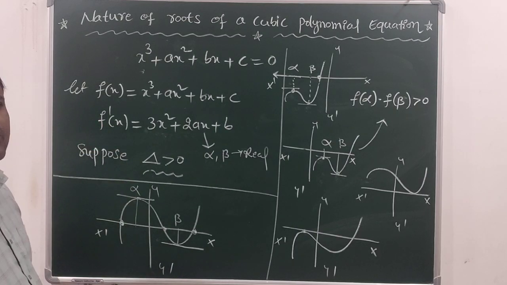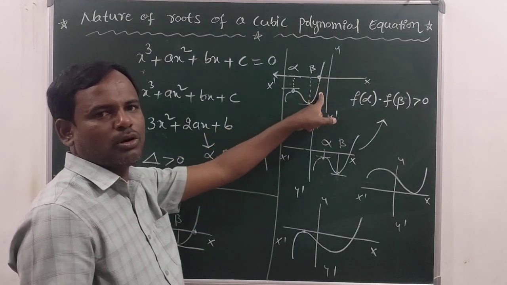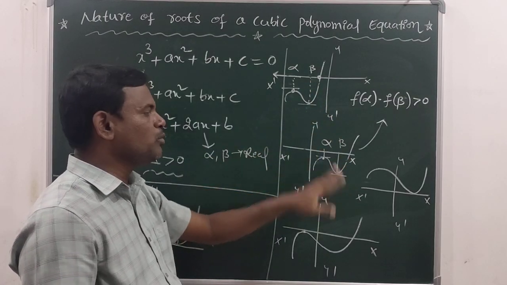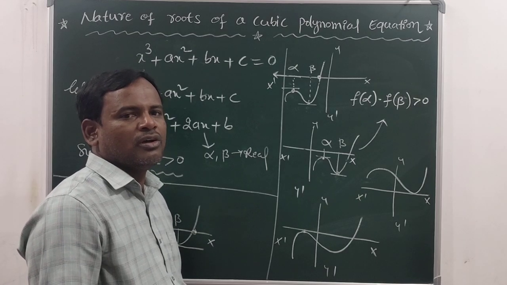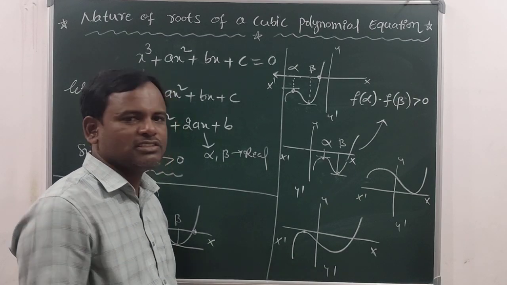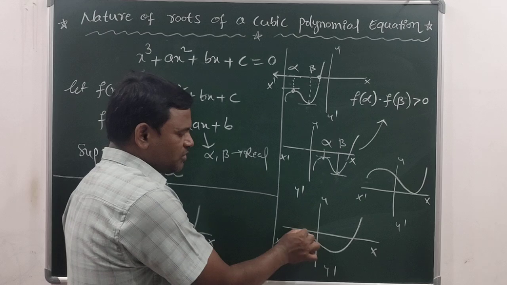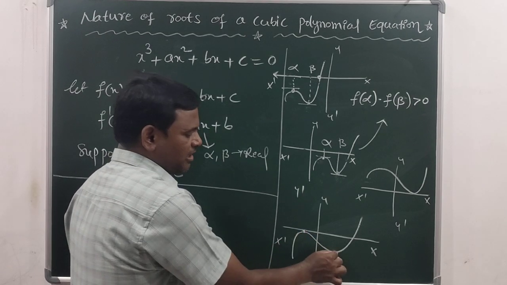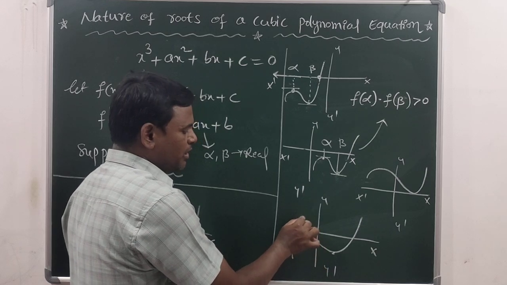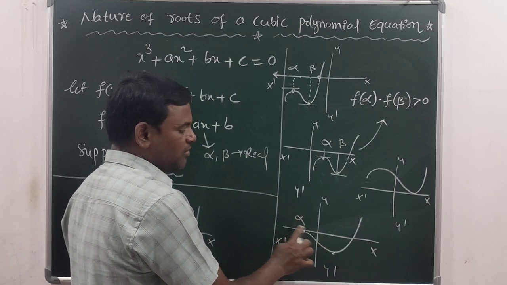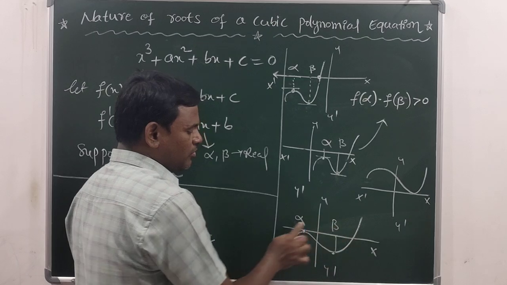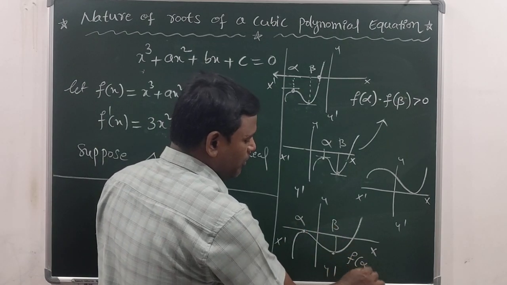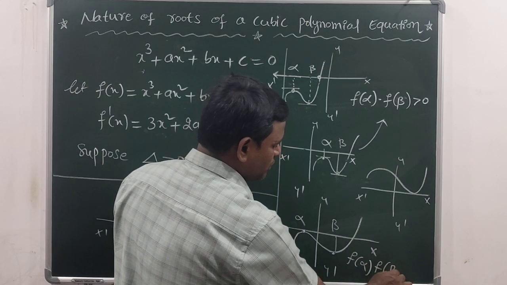Here no complex root, but in this case 2 complex roots, 1 negative real. In this case 1 positive real and the remaining 2 are complex roots. Now in this case the first derivative becomes 0, and because it is touching the x-axis, not intersecting, here the second derivative. So here you can take this as alpha, this as beta. Now f of alpha is 0, hence f of alpha into f of beta becomes 0.